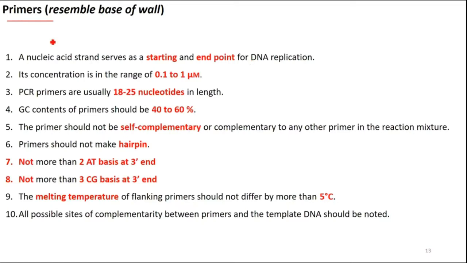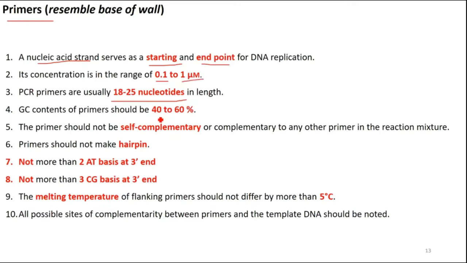And they must have some specific attributes, like they should have 40 to 60% GC content. If the GC content is too high, the primer will bind non-specifically to other places other than our required site. And if the GC content is very low, they will have poor binding and poor amplification of our DNA fragments. And the primer must not be self-complementary.